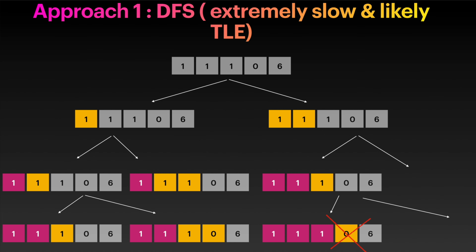So in this case, I have 11106. Now to visualize this, you can try drawing this graph, and you notice that you can try maybe depth first search to solve this problem. So that should be the first approach.